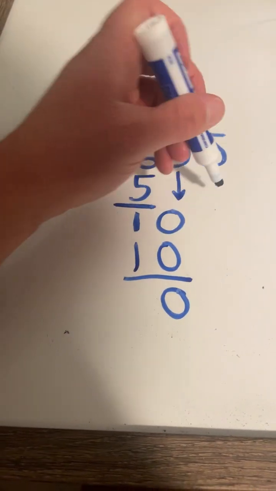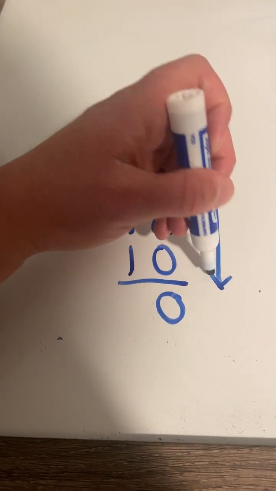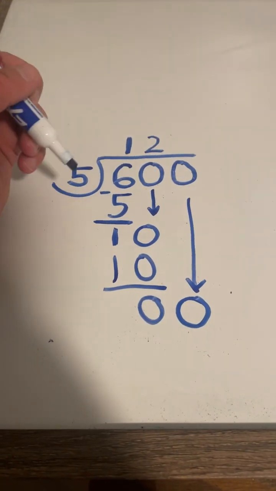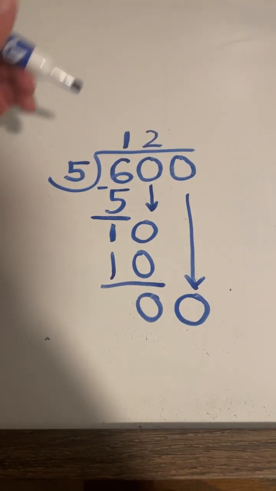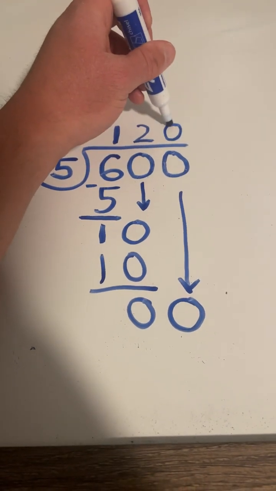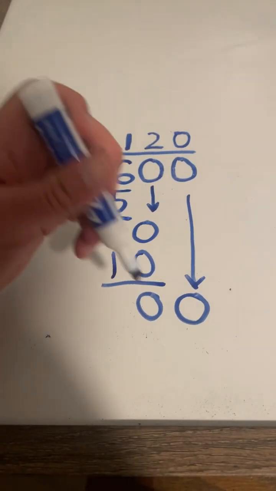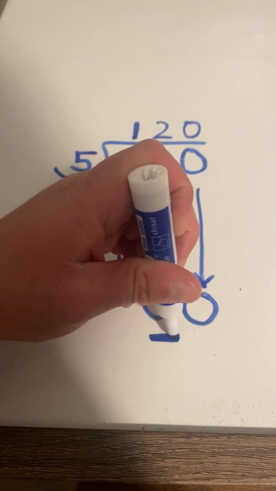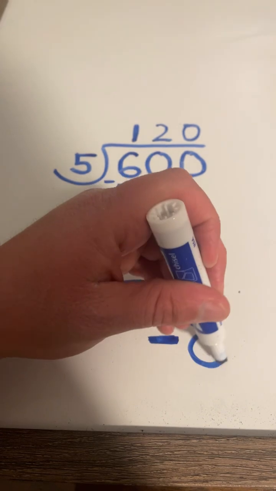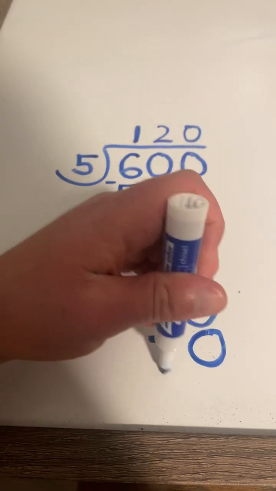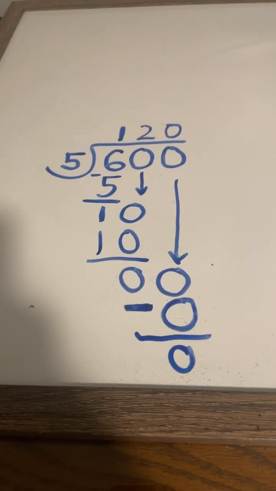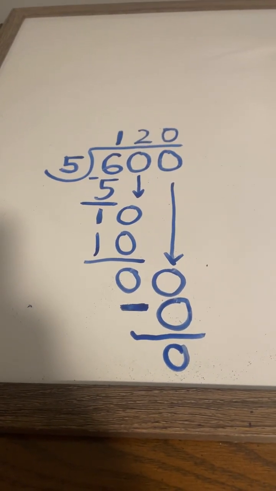There was no remainder. We're going to bring down another 0. Now 5 goes into 0 0 times. 0 minus 0 equals 0, and we have our final answer. 600 divided by 5 equals 120.